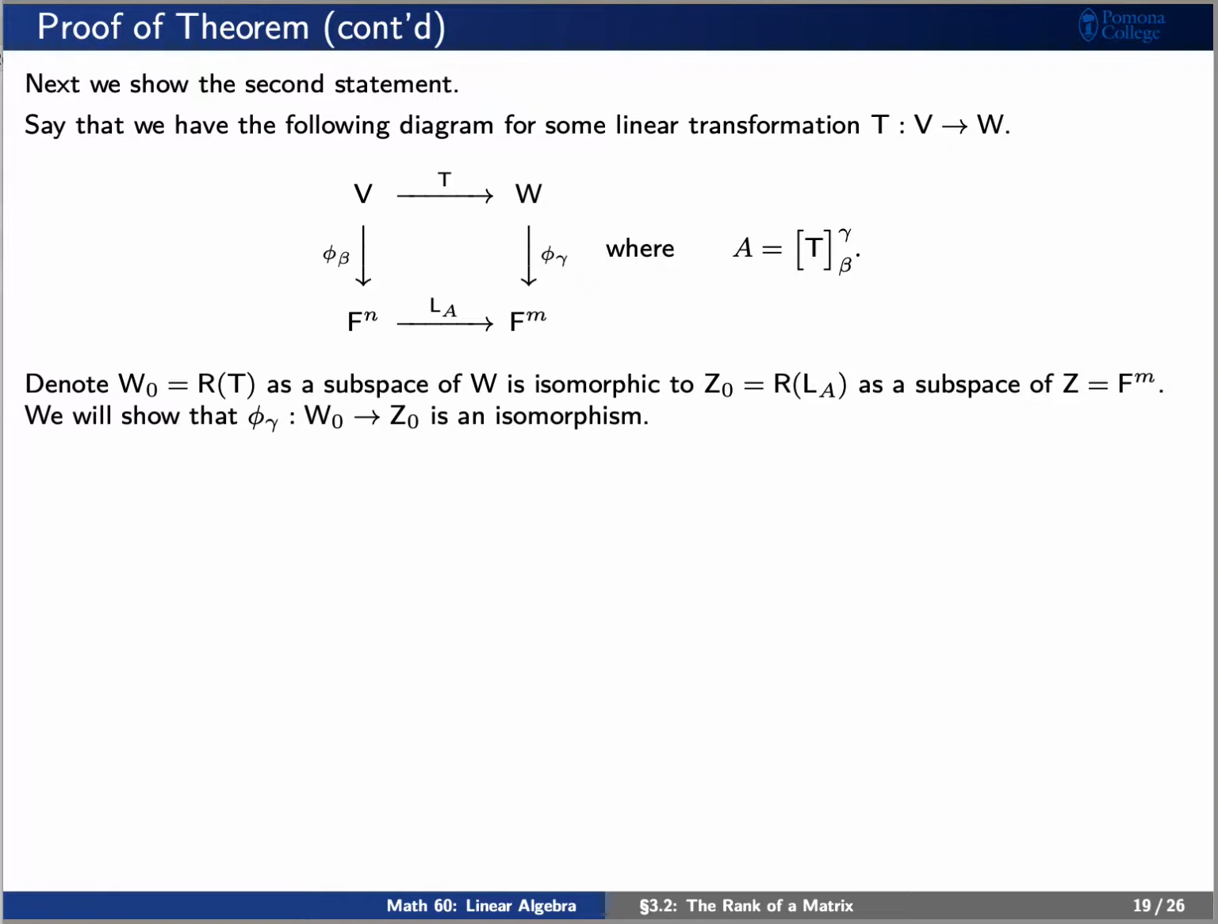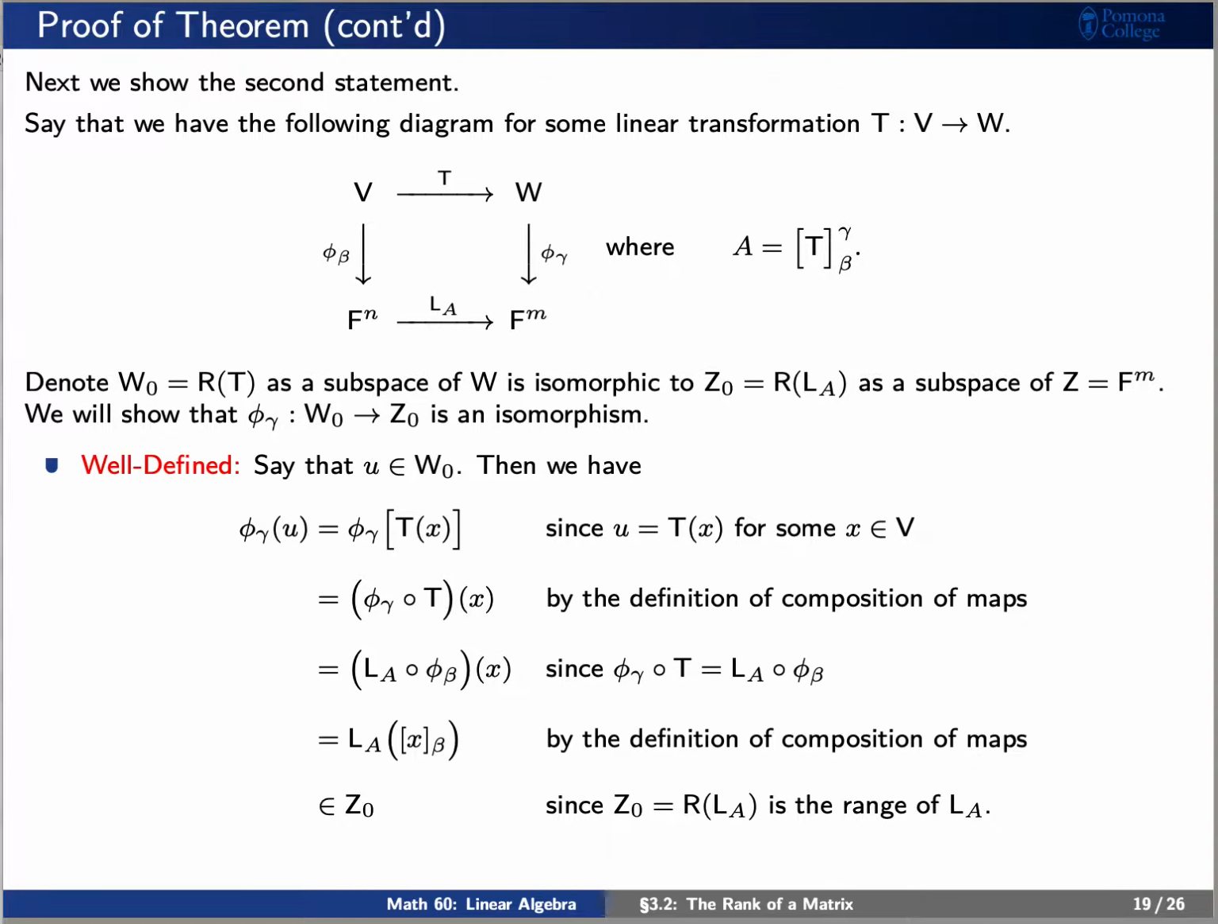We're going to prove that phi sub gamma, the standard representation, is an isomorphism between W0, which is a subspace of W, and Z0, which is a subspace of Z, which is F to the M. To do so, we need to show three statements: that phi sub gamma is well defined, it is one-to-one, and it is onto. Let's start by showing that it's well defined.